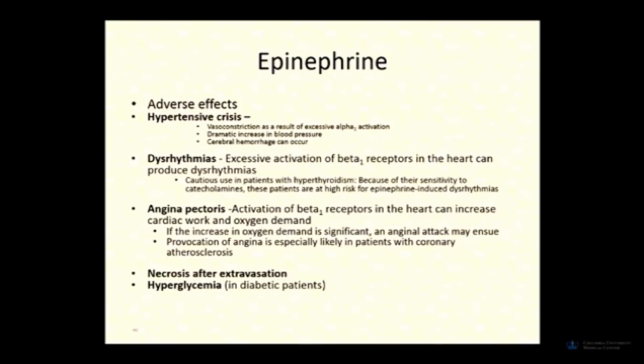Adverse effects of epinephrine include hypertensive crisis, so a blood pressure that gets too high. It's excessive activation of alpha-1 receptors. You see a dramatic increase in blood pressure, and with that increase in blood pressure, it can cause cerebral hemorrhage. Okay. You can also cause dysrhythmias. Excessive activation of beta-1 receptors in the heart can cause dysrhythmias, which is a little more likely for patients with hyperthyroidism because of their sensitivity to catecholamines. Okay. So patients with hyperthyroidism are a little more susceptible to dysrhythmias when we use epinephrine. We also, because we're activating beta-1 receptors in the heart and we increase workload and oxygen demands, it can cause angina or chest pain.